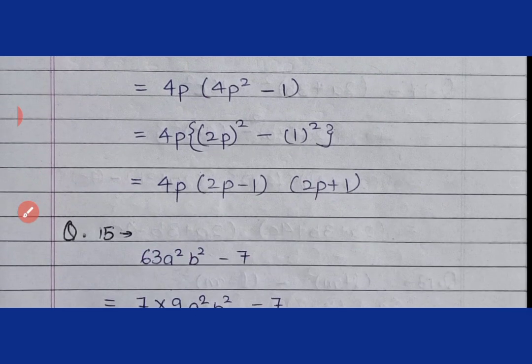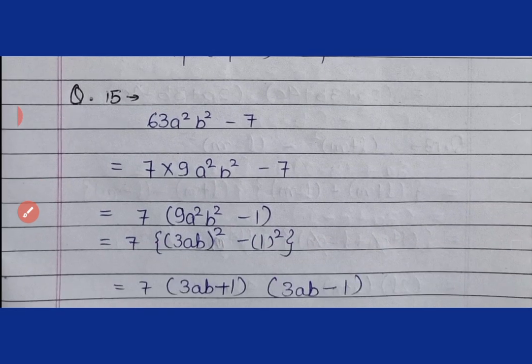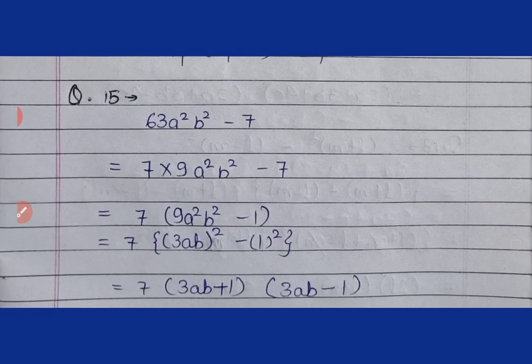Now in the next question number 15, it has given 63a square b square minus 7. As you can see that 63 and 7 are not perfect squares, so 7 is common in both terms, so we can put 7 outside.